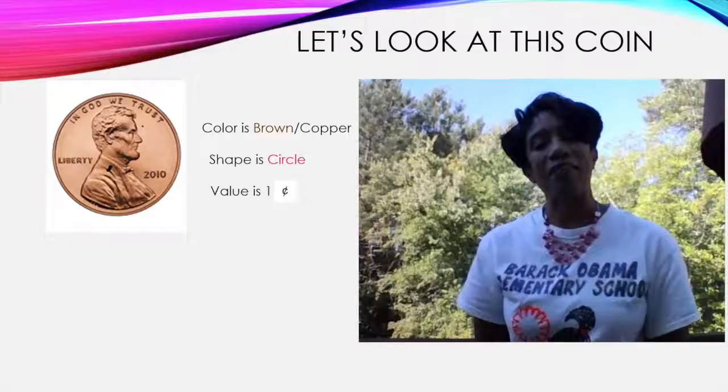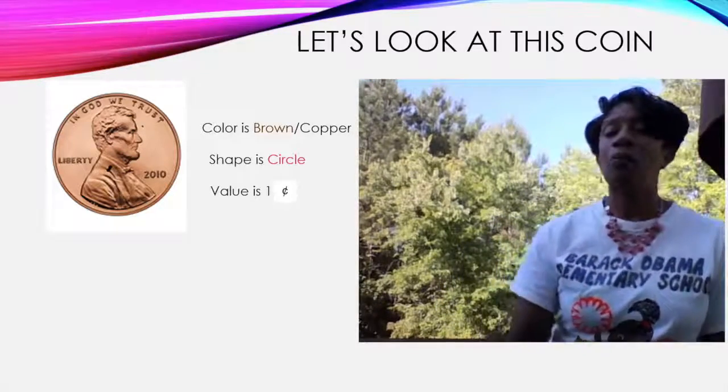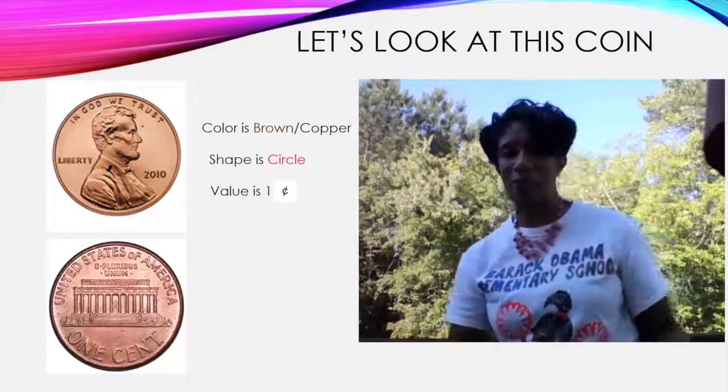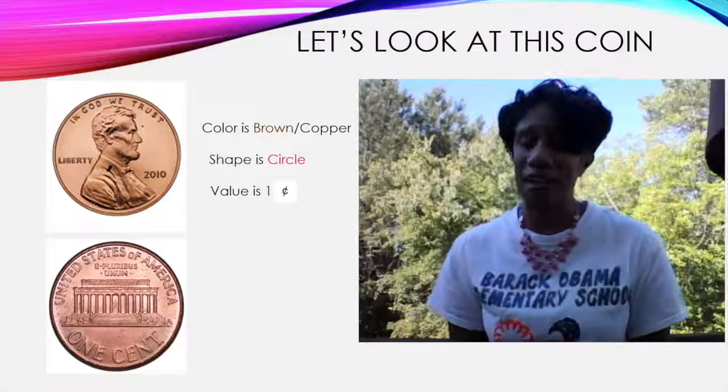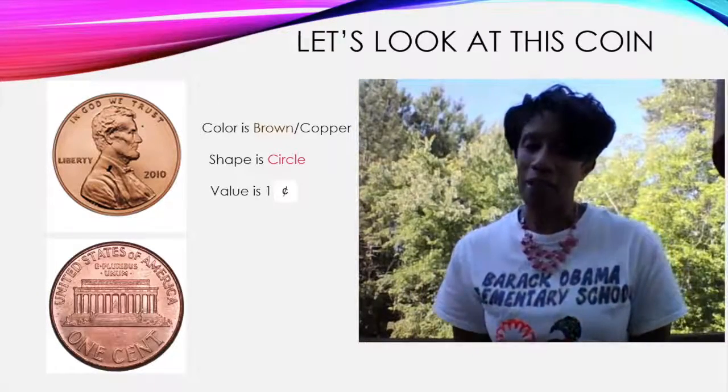Look at the front of it. It has a person on the front of it, and that's Abraham Lincoln. But when we look at the back of a penny, it has a building on it. And we'll talk more about that when you get to first grade. But that's what the back of the penny looks like.